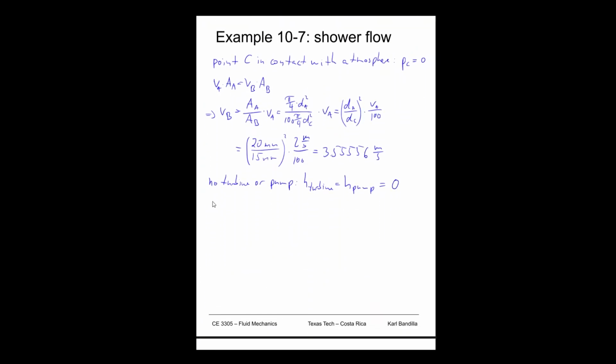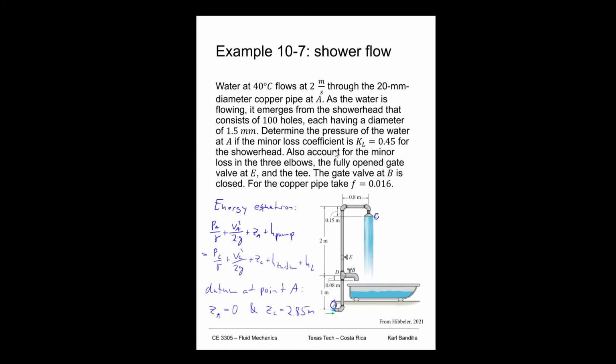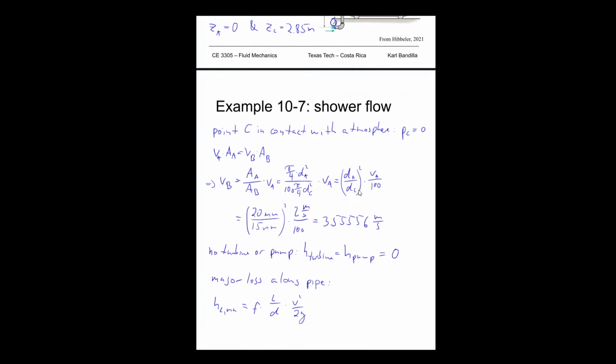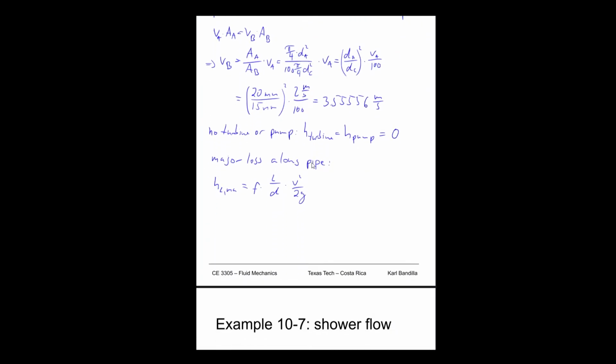Let's start with the major losses. Major loss along pipe. We know that is HL, let's call it MA for major, is equal to F times L over D times V squared over 2G. All right. Now, we're given what F is. All right, good. That makes it easy. We don't have to go into the Moody diagram. We can just plug in numbers right away.